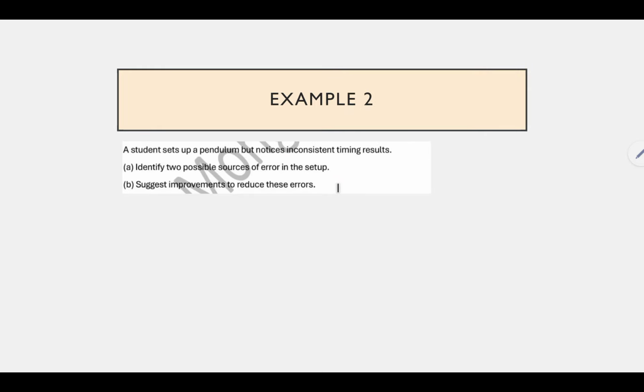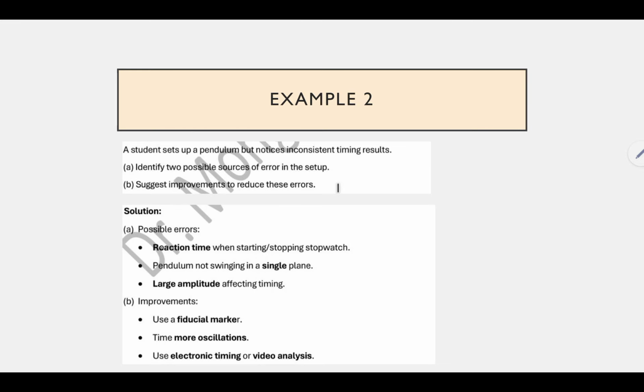Another example: a student sets up a pendulum but notices inconsistent timing results. Identify 2 possible sources of error in this setup and suggest improvements to reduce these errors. Sources of error could be a lot. It could, for example, be reaction time, meaning the time a person takes to react to start the stopwatch or stop the stopwatch, or pay attention to where the pendulum stopped or started. So this is all called reaction time, how you're reacting to something.